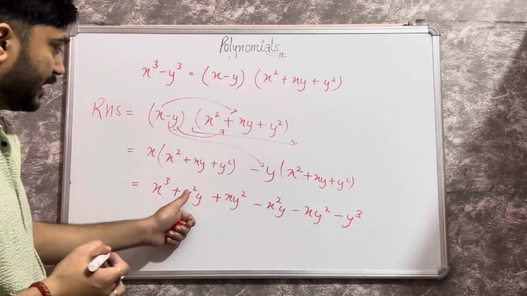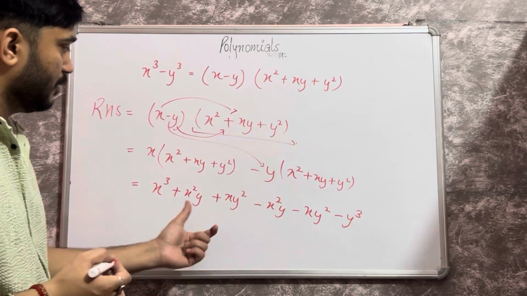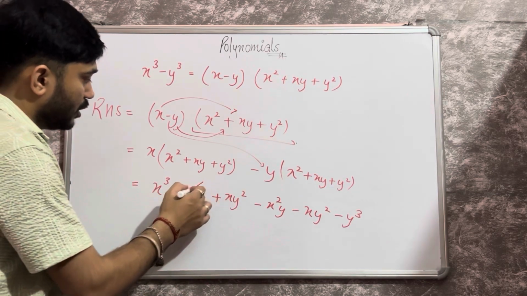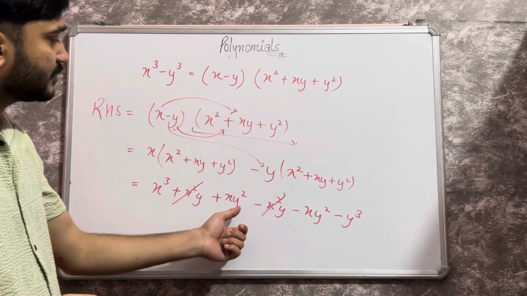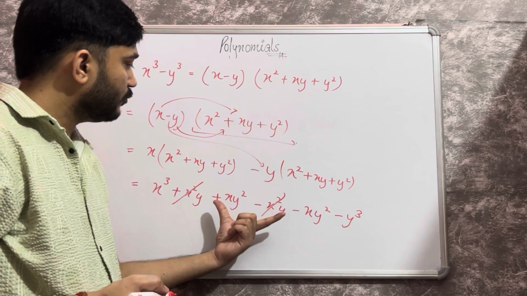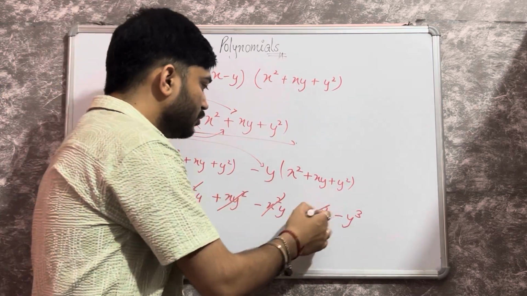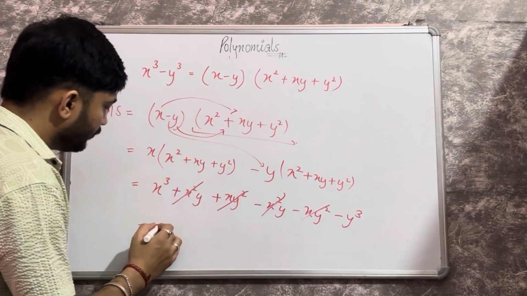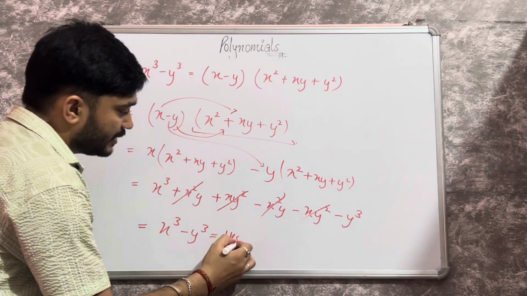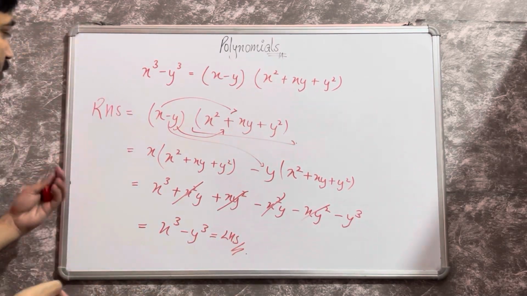Look here, x square y, but the sign in front of it is positive and negative, so you are going to cut this. xy square, but the sign in front of them is opposite, so we are also going to cut this, and you are left with the answer x cube minus y cube, that is our LHS, left hand side, and hence proved. Any doubt?